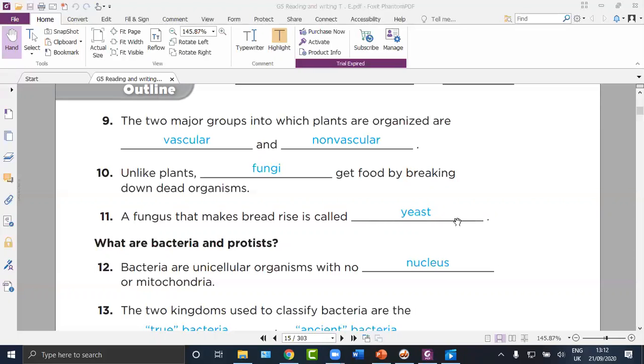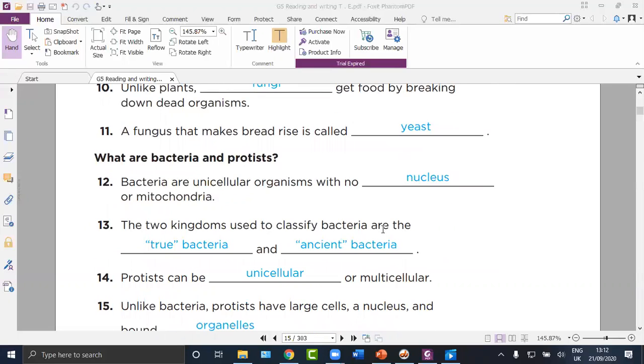Okay, Omar Al-Basha. Yes, teacher. Number 11. A fungus that makes bread, rice, bread rice is called yeast. Yes, excellent, excellent, Omar. Thank you. Lower your hand, please.